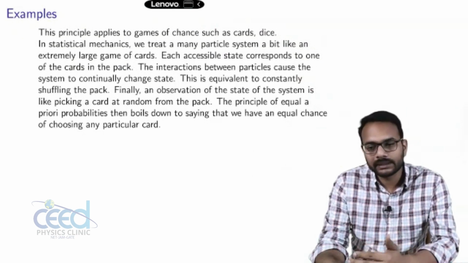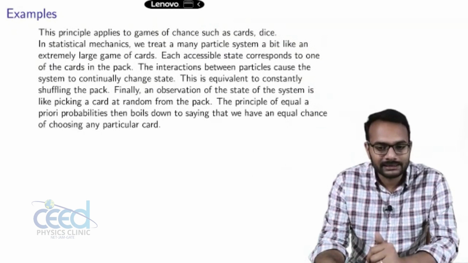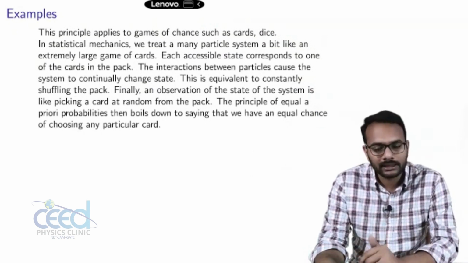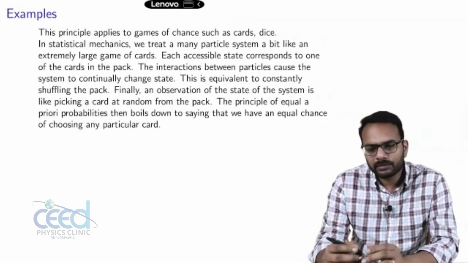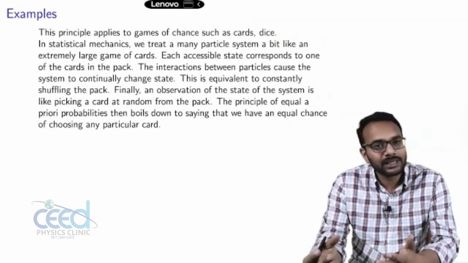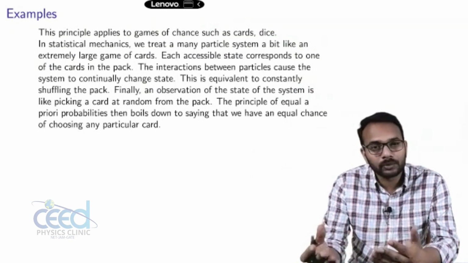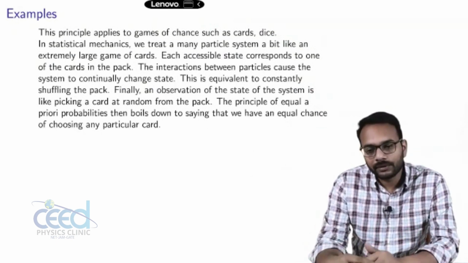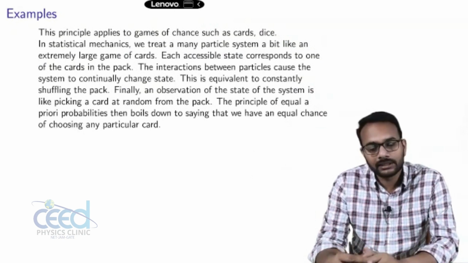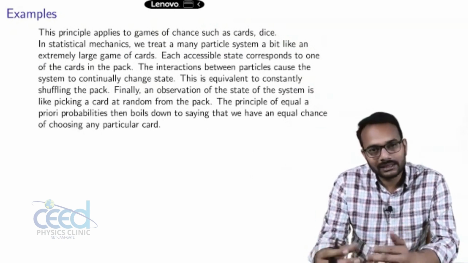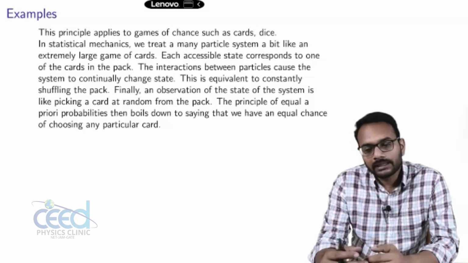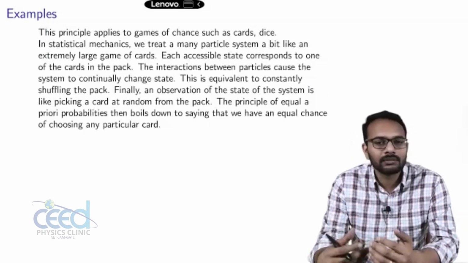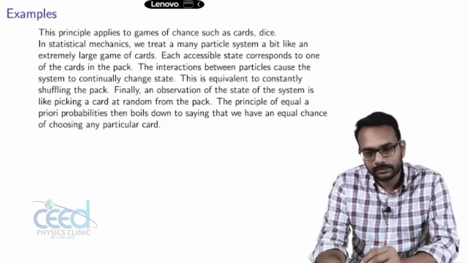So in this case the principle of equal a priori probabilities boils down to saying that we have an equal chance of choosing any particular card. Right? So equal a priori probability is reasonable. Okay, this is what we usually expect, even though we cannot really prove it in any way. This works. If we do a large number of experiments and check the experimental results, you see that the results we predict using this principle are correct. Okay, that is why we believe this principle is correct.